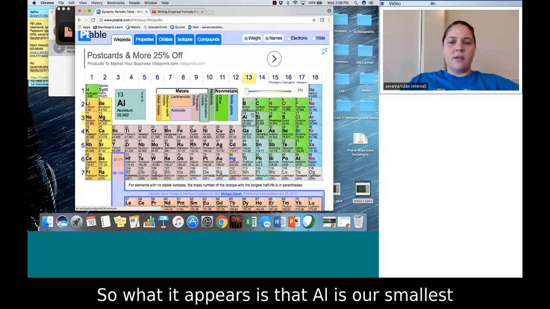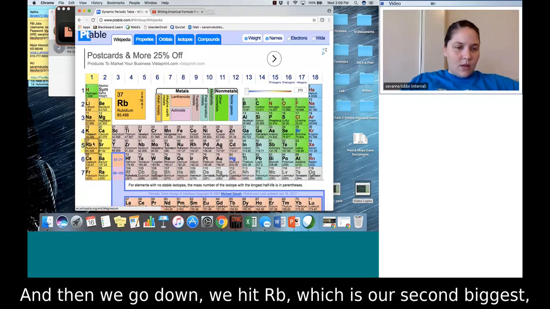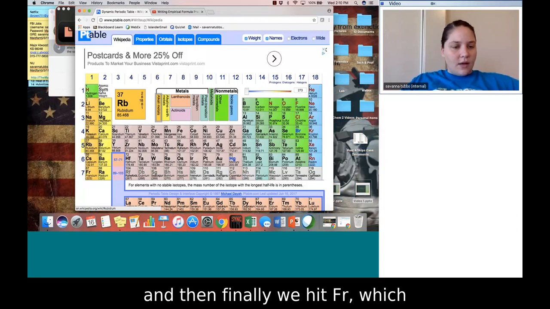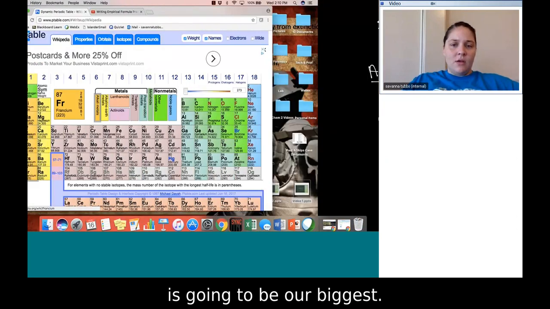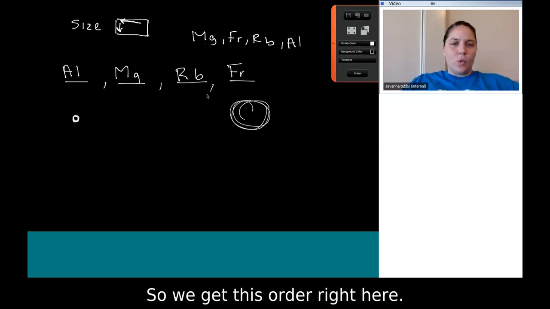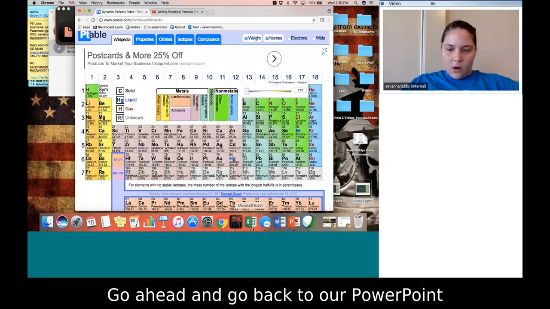So what it appears is that Al is our smallest, and as we move over, we hit Mg, which is our second smallest. And then we go down, we hit Rb, which is our second biggest. And then finally we hit Fr, which is going to be our biggest. So we get this order right here. Go ahead and go back to our PowerPoint.